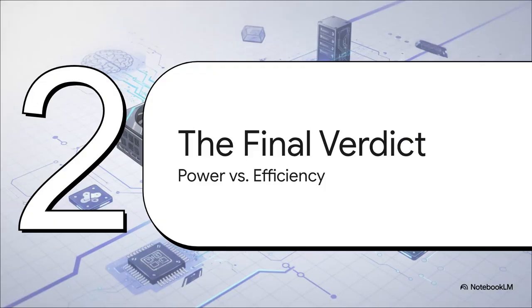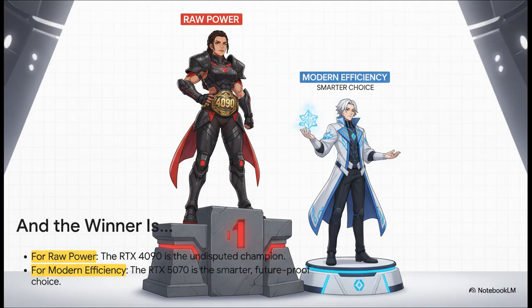So after all that, where do we land? It really all comes back to that very first question, doesn't it? The raw, untamed power of the champion versus the smart, strategic efficiency of the challenger. So, who's the winner? Well, for raw, uncompromising power, for the biggest jobs, the RTX 4090 is still the king. No doubt about it. But for smart efficiency and future-proofing your setup for the next wave of AI, the RTX 5070 is the clear choice.